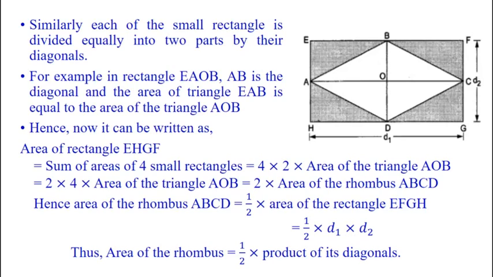That means it concludes that the area of the rectangle EFGH is equal to twice the area of the rhombus ABCD. So, the area of the rhombus ABCD is equal to half of the area of rectangle EFGH, that is equal to half D1 into D2. As earlier we proved that the area of the rectangle EFGH is equal to D1 into D2. So, here we found that the area of the rhombus is equal to half into the product of its diagonals.